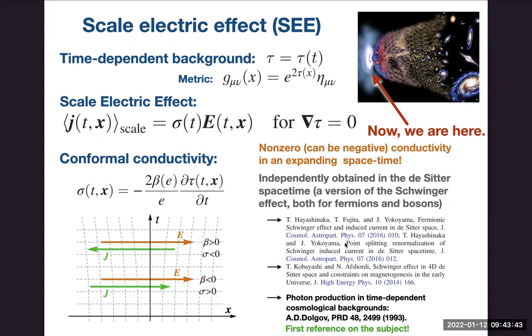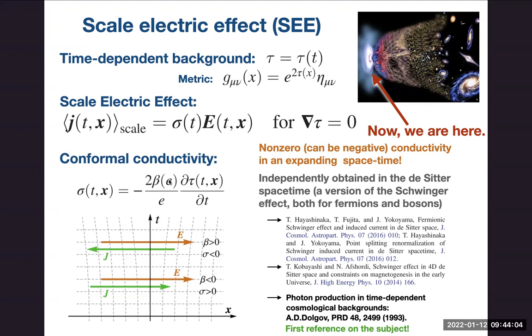It's a kind of Schwinger effect, in which you have particle-antiparticle creation due to an electromagnetic background field, and this field will induce in this expanding background a current. This current will be directed along the electric field, but with a coefficient which can be either positive or negative, and proportional to the beta function. That's the first effect. Okay, maybe it's not so interesting.